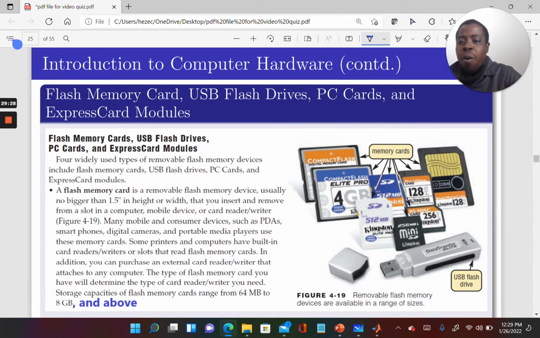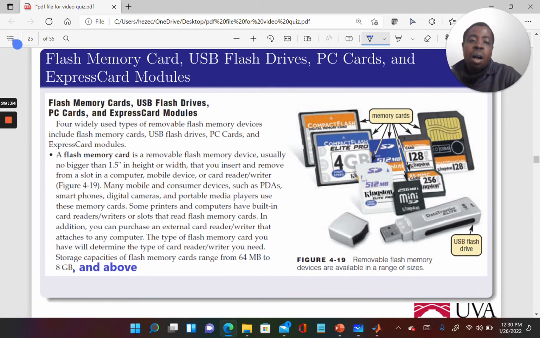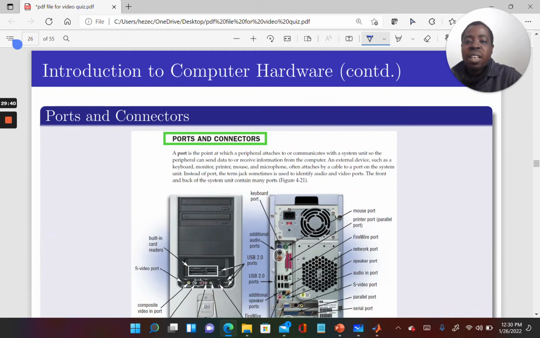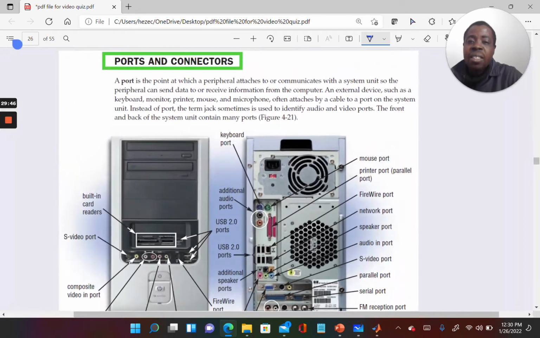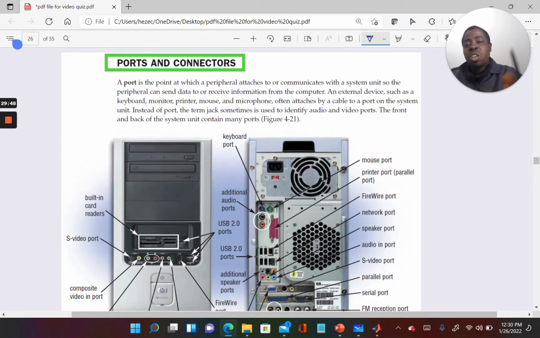Now, this is more flash memory cards, USB flash, PC cards, and ExpressCard models. You have several ones you can buy. We've seen this in class today, okay? So there is no point going over it again. Look at ports and connectors. I like this. This is going to help you a lot. This is just to add more information to what you already have.